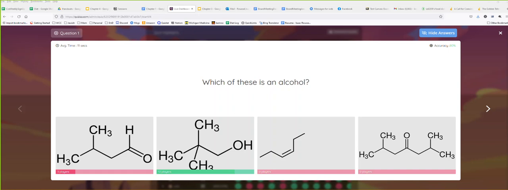Okay, so just reviewing these, which of these is an alcohol? Remember that the formula of an alcohol is ROH, so this is the alcohol. None of these other ones have that. Looks like most of you got that one correct.